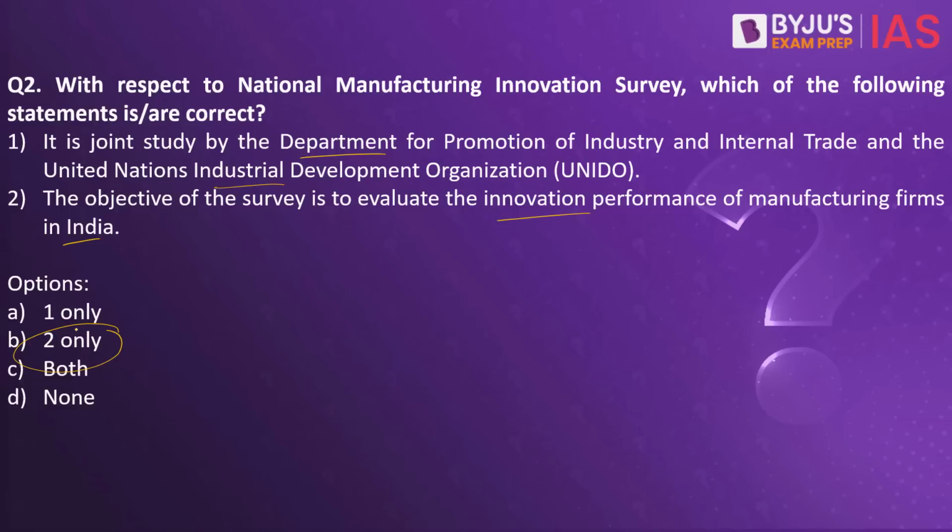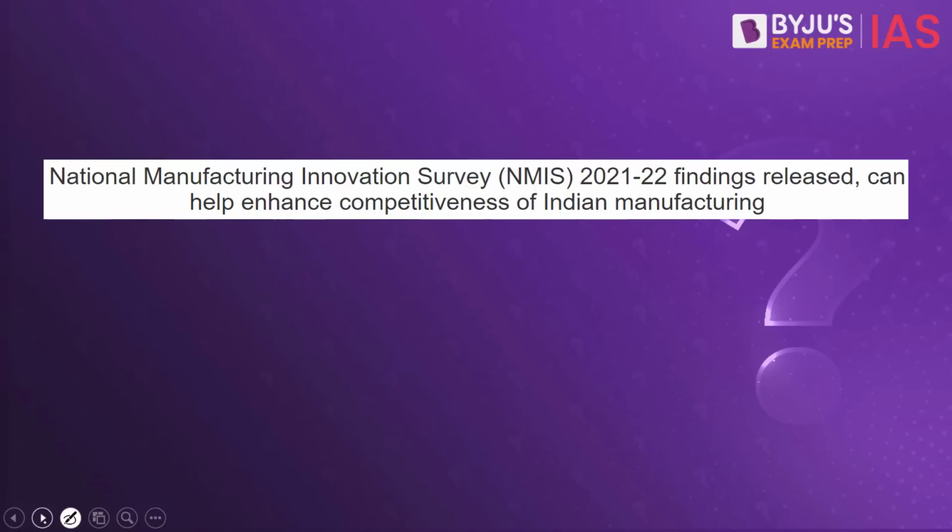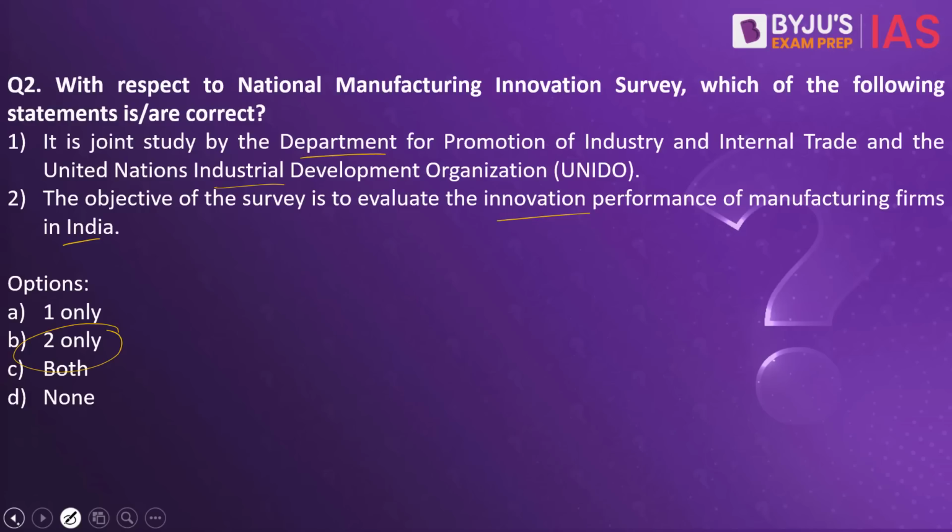Why have we taken this practice question? Because this article on the PIB makes a reference to National Manufacturing Innovation Survey. Let us try and understand what are these statements. The first statement is wrong. Why? That is because it is not the Department for Promotion of Industry and Internal Trade, but instead it happens to be the Department of Science and Technology. So the first part is wrong.